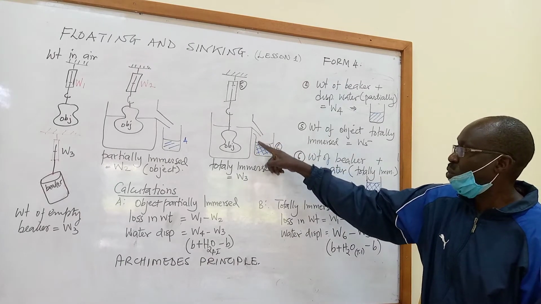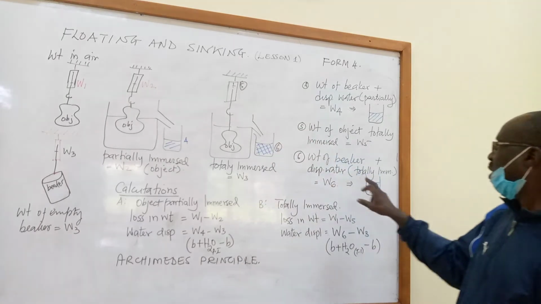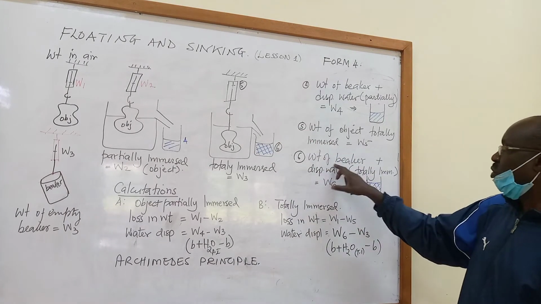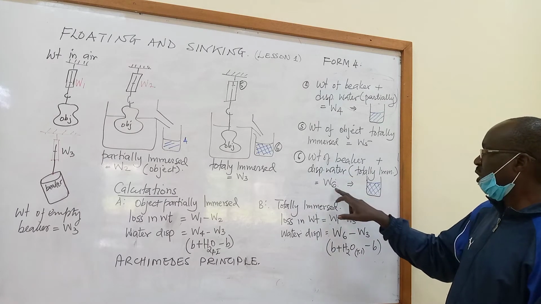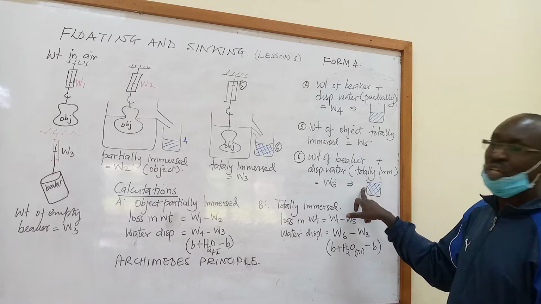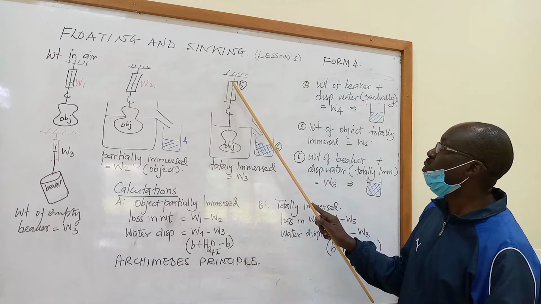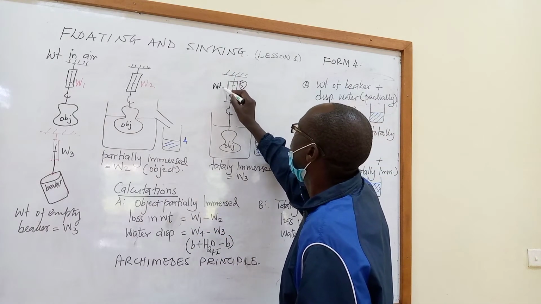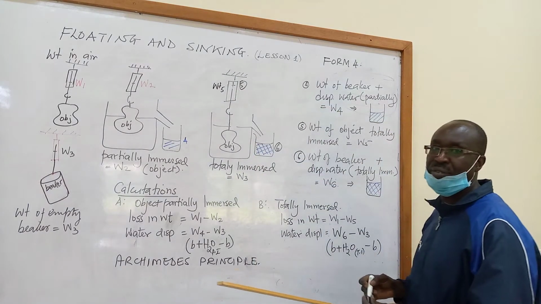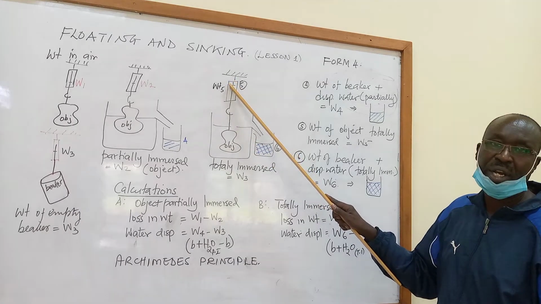You can see 6. Now we are talking about weight of the beaker and the water that has gone in here. Weight of beaker plus displaced water is W6. Weight of this object is here, W5. So the weight of this object you read on the spring.